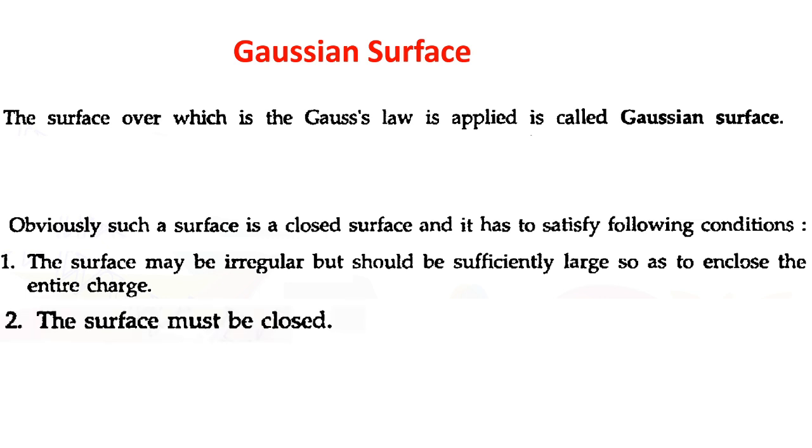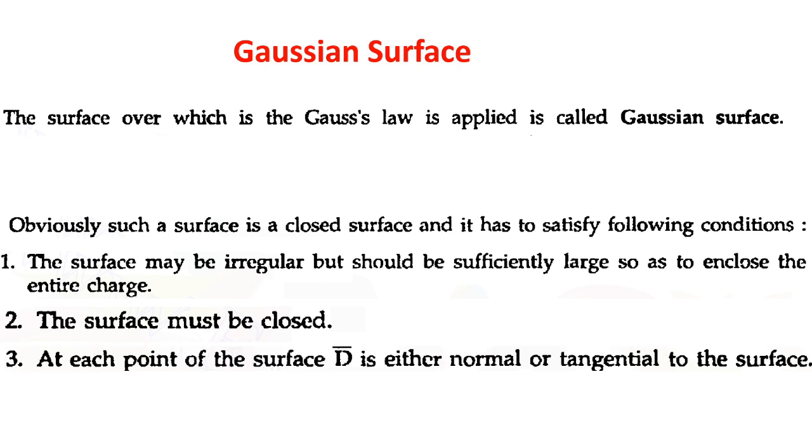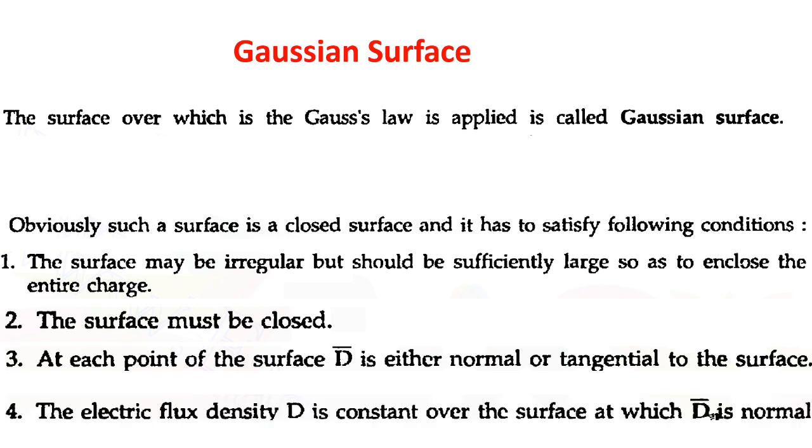Second, the surface is a closed surface. Third, at each point of the surface, the D vector, the electric flux density, is either normal or tangential to the surface. The fourth one, the electric flux density D is constant over the surface at which D is normal.